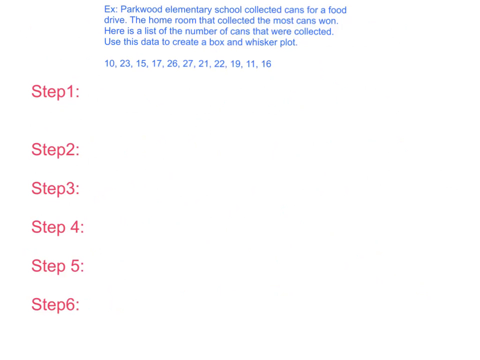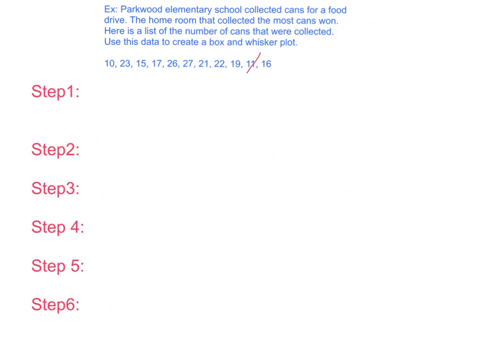All right, so now we're going to work together to do some examples on box plots. So the example says Parkwood Elementary School collected cans for a food drive. The homeroom that collected the most cans won. Here's a list of the number of cans that were collected. Use this data to create a box and whisker plot. So step 1 is to order our numbers from least to greatest.